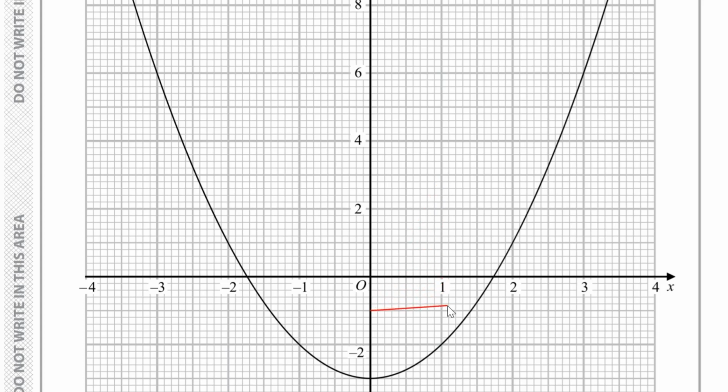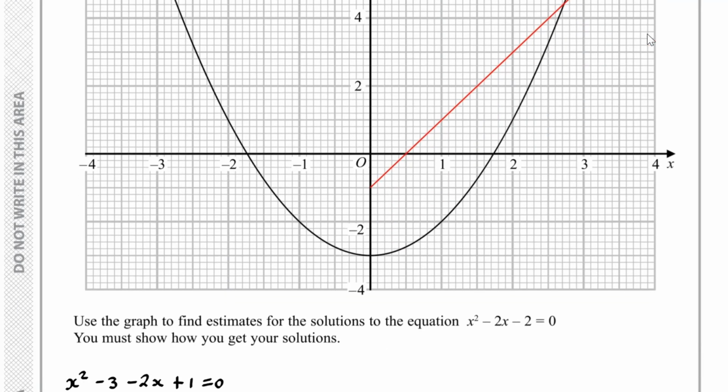So here we've got 1, 2, okay, right. So it looks something like that. Okay, so you have to be a bit careful with the scale over here. So that looks about right over here. So then it passes through this point here.